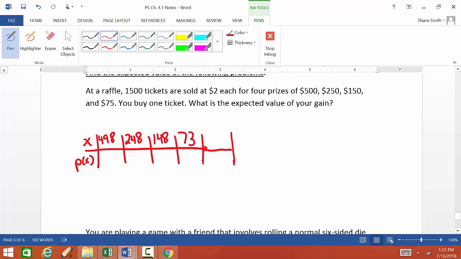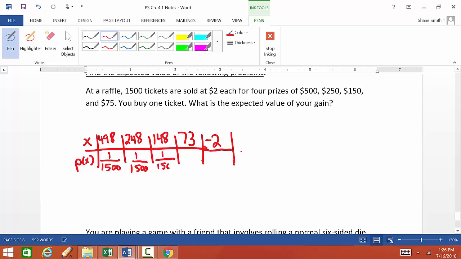And then of course there's the most common result, which is the probability of me losing, and if I lose, I lose $2. Okay, so these are the 5 scenarios. The probability of each prize, since there's only 1 prize of each, is just 1 out of 1,500. Now they don't always have to be 1 out of 1,500. Sometimes you might come across a problem where there might be like 3 $250 prizes, let's say, and then this probability would be 3 out of 1,500.